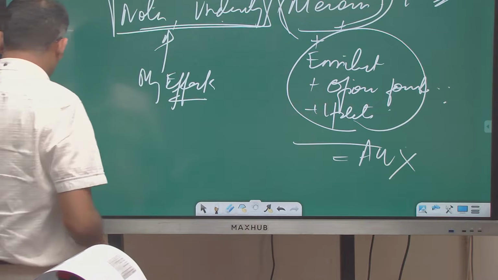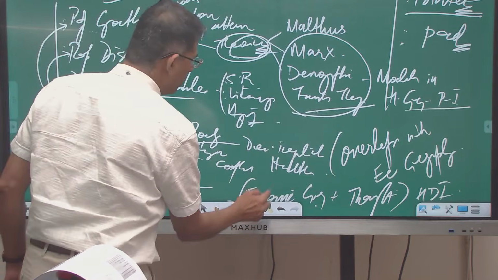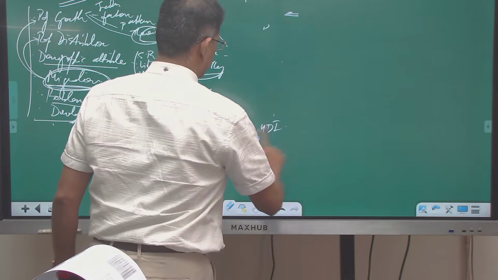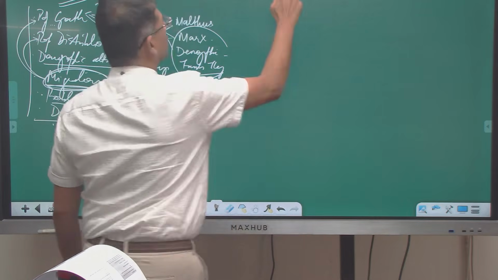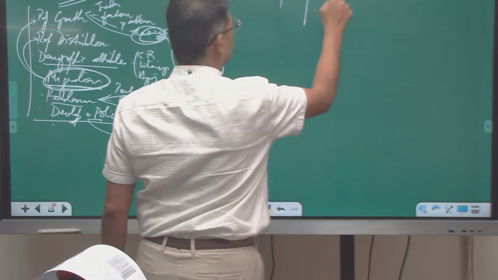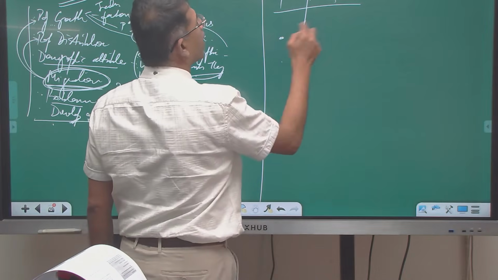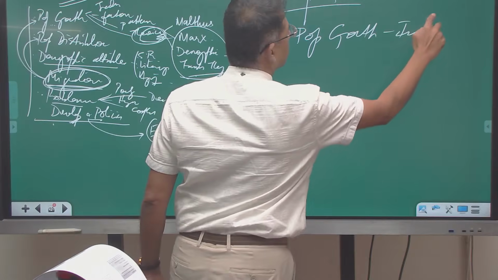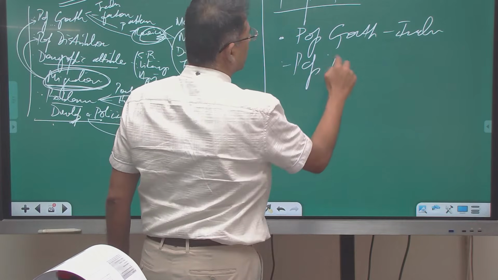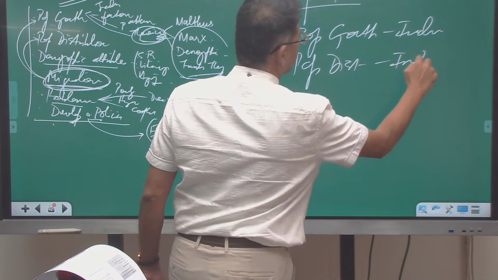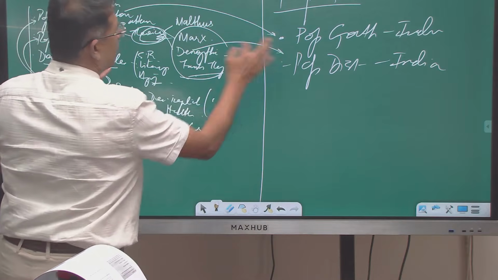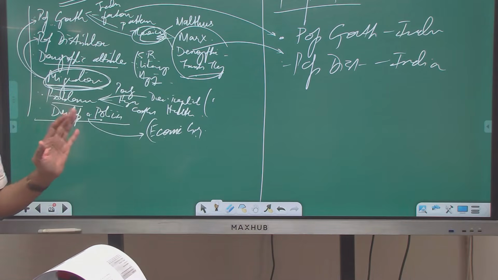Now in paper 2, the same topics, I'll do in one go. Paper 2 also has population growth, but this time it is about India. It also has population distribution, again about India. So paper 2 is applications of paper 1. Paper 1 is for the world, for the concepts and principles. Paper 2 is India specific.